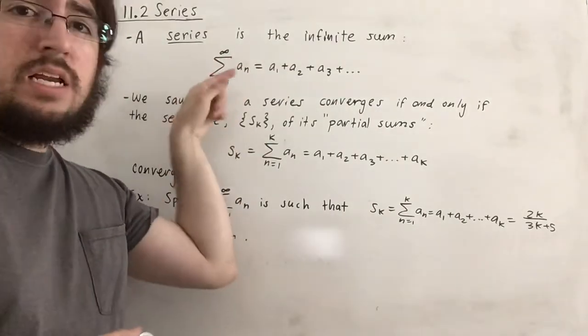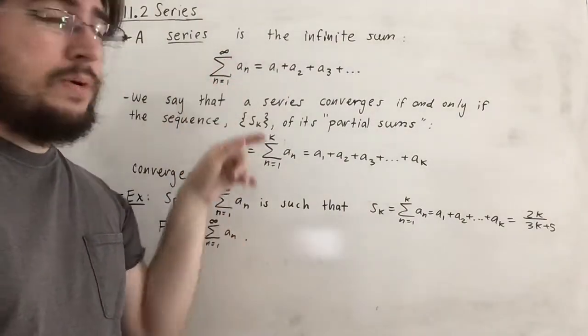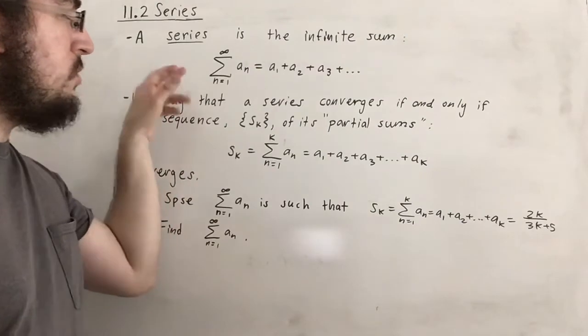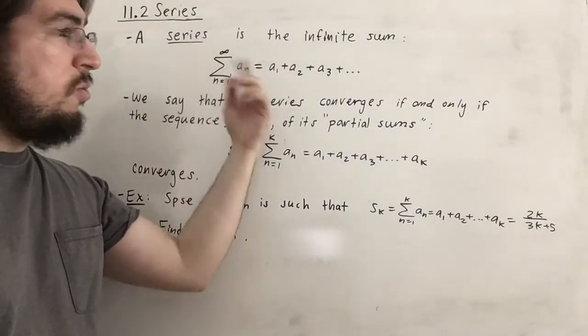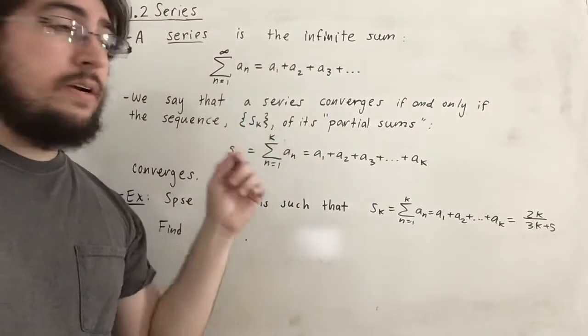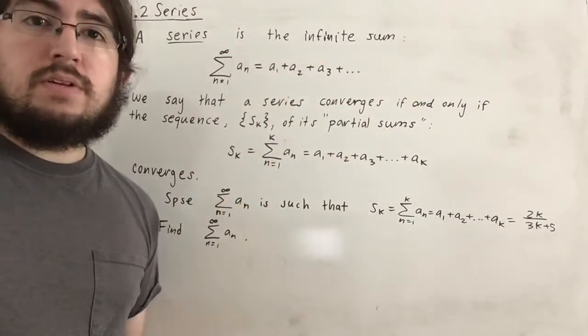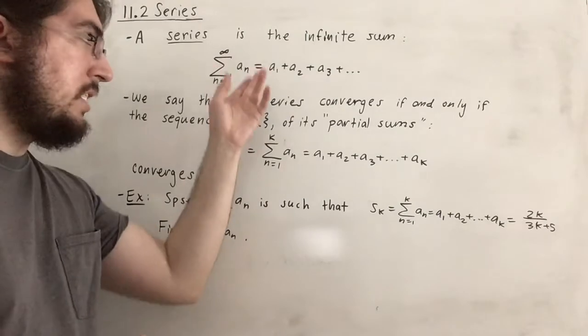This notation is known as sigma notation, capital sigma, it's a Greek letter. The way it's read is the sum from n equals 1 to infinity of a sub n is a1, a2, a3 all added together, adding all of the terms in the sequence a sub n.